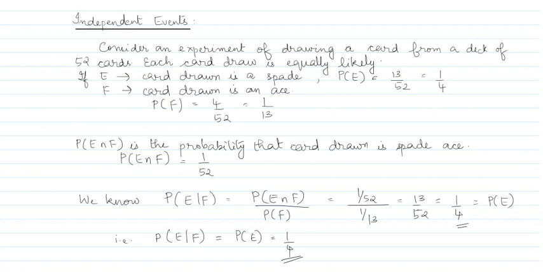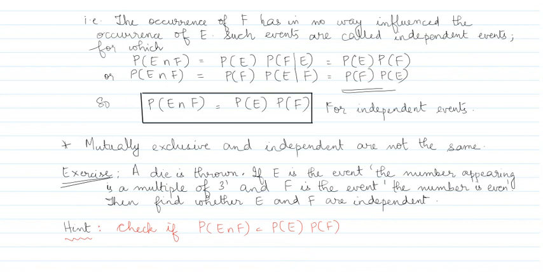Now, what exactly should I understand from this? I should understand that the occurrence of the event F has not influenced the occurrence of E in any way. Okay, that's what I understand from this. Such events are called independent events. And for independent events, this is how your relation looks like.